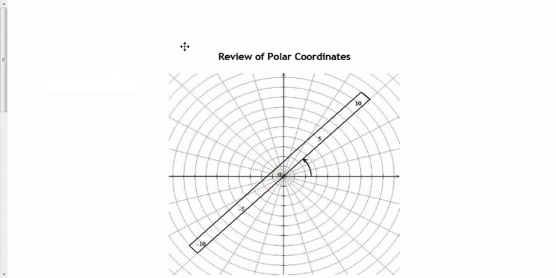In number 1, it says we're going to take a ruler, put the origin on 0, lay it across, and then rotate it so that we're at pi over 3. Pi over 3 again is up here. This is pi over 3.